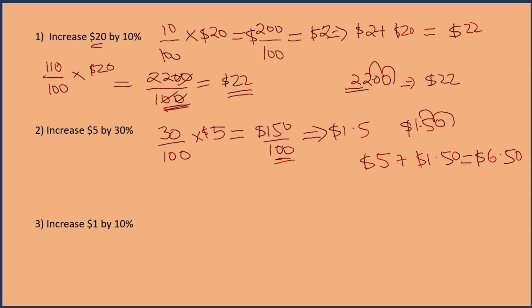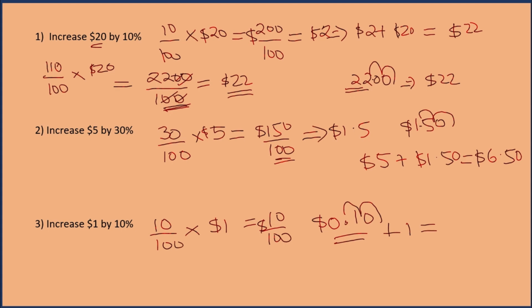So increasing $1 by 10%, it's just going to be 10 over 100 times 1. So this is just going to be 10 over 100, right? And then you're going to move this 2 places, right? So it's going to be 1, 2, another point, and 0. And then you add the increased amount to $1, right? And that's just going to be $1.10. And that's how you do these.